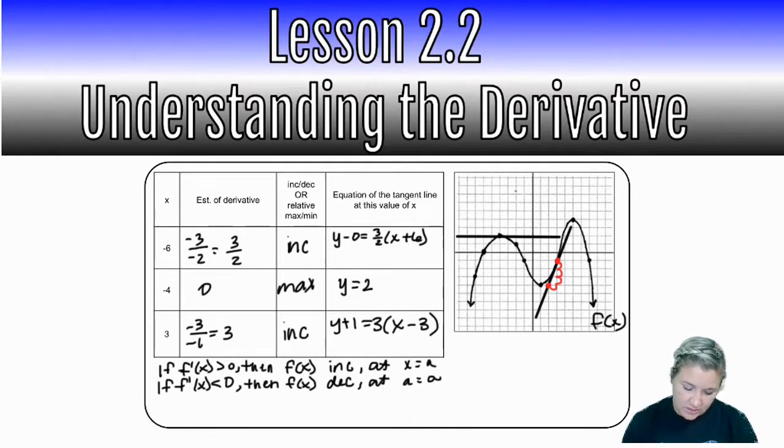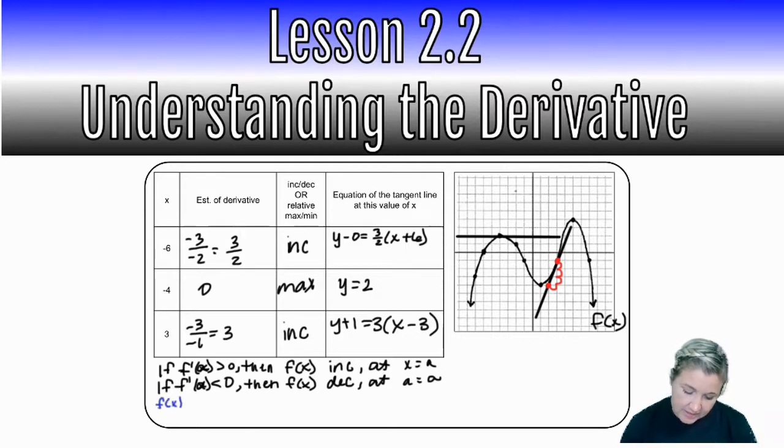And let's change these to a. So if f prime of a, so these are at specific x values. Sorry about that. So now we'll talk about the function as a whole. So if f of x has a slope of 0, it can be a maximum or a minimum. Okay, so we can look at that as well.